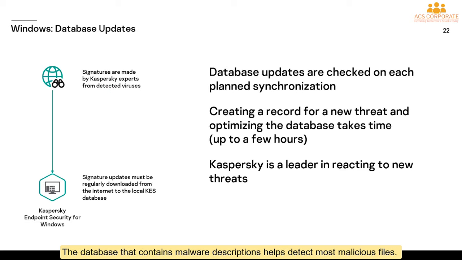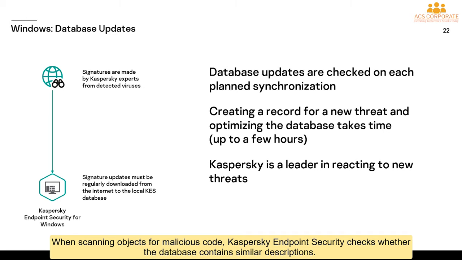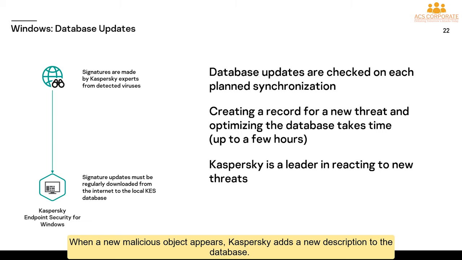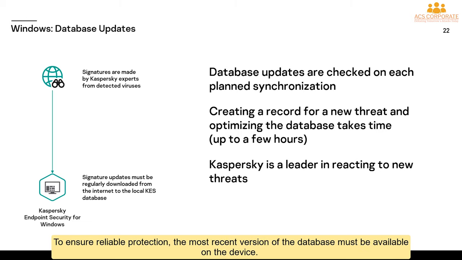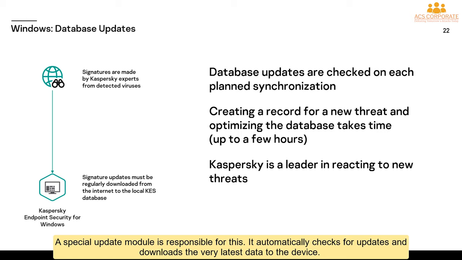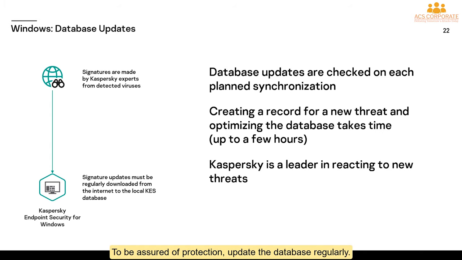The database that contains malware descriptions helps detect most malicious files. When scanning objects for malicious code, Kaspersky Endpoint Security checks whether the database contains similar descriptions. When a new malicious object appears, Kaspersky adds a new description to the database. To ensure reliable protection, the most recent version of the database must be available on the device. A special update module is responsible for this. It automatically checks for updates and downloads the very latest data to the device. To be assured of protection, update the database regularly.